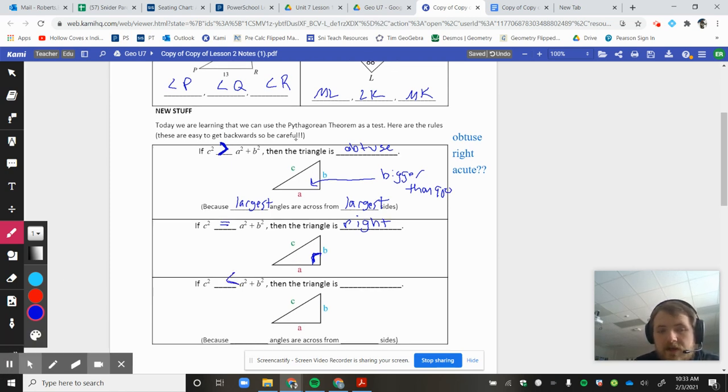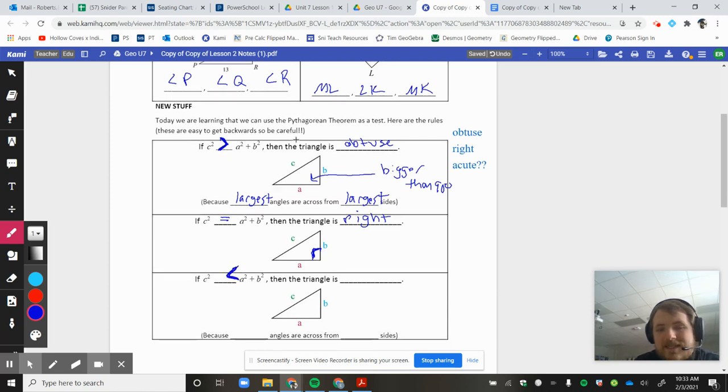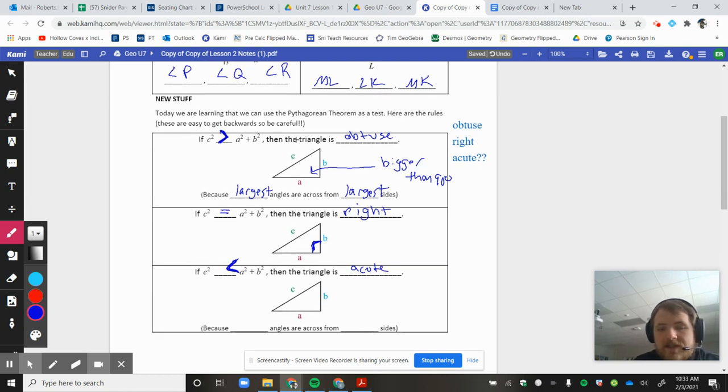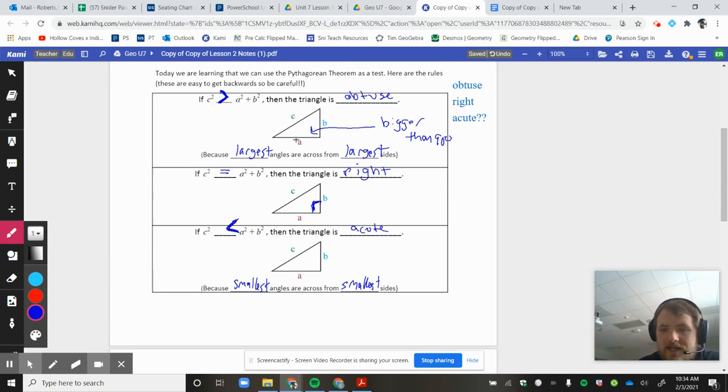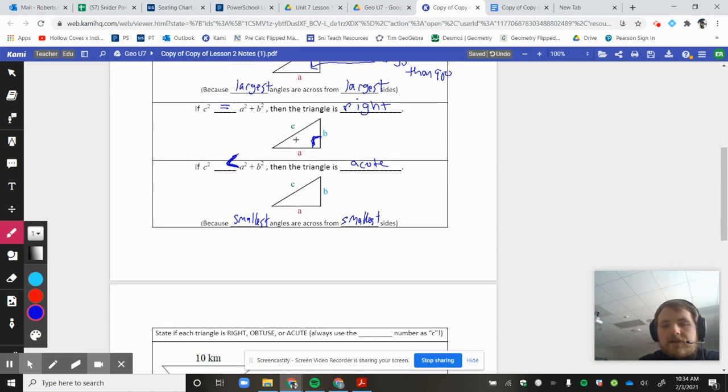If the sum of the two legs is larger, then this will be an acute triangle because the smallest angles are across from the smallest sides. Okay, so again, if that c squared is bigger, it's going to be obtuse. If the longest side squared is smaller, it will be acute.